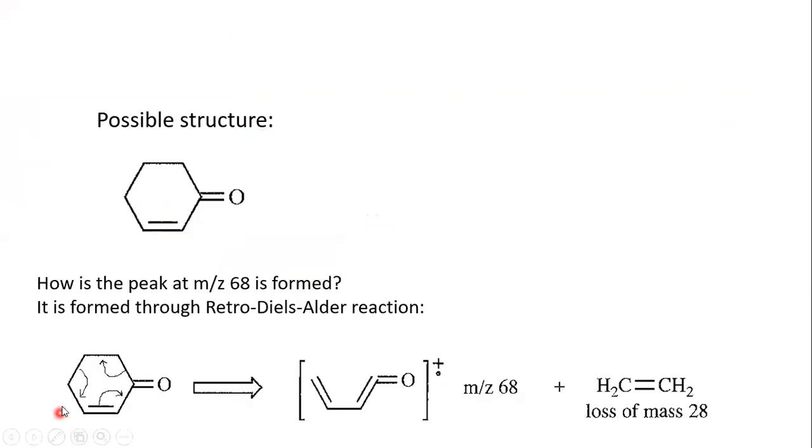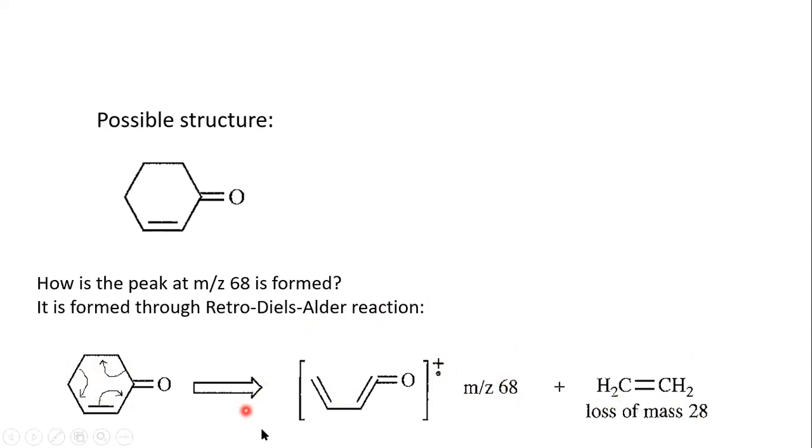This is how this ring breaks up. This electron pair goes here. This electron pair goes here. This electron pair goes here. And as a result, it breaks up, and we get this radical cation and this neutral molecule that is lost. The mass of this is 28. So when 28 goes out from 96, we get 68.